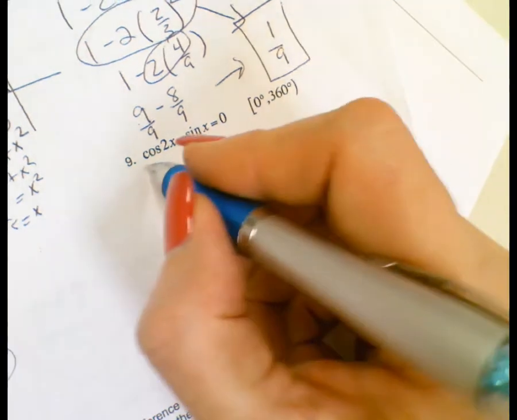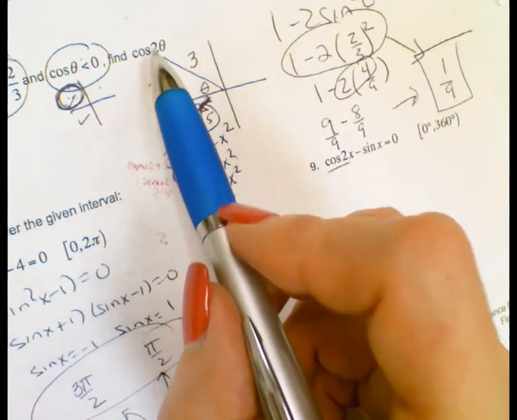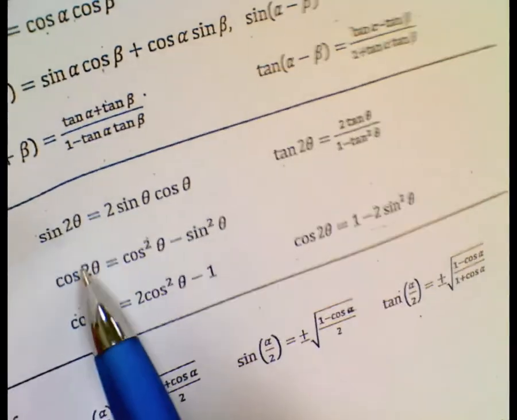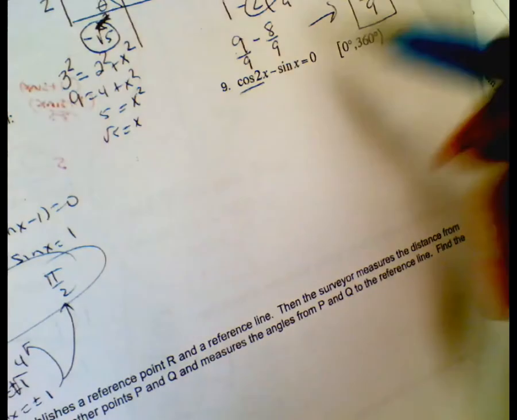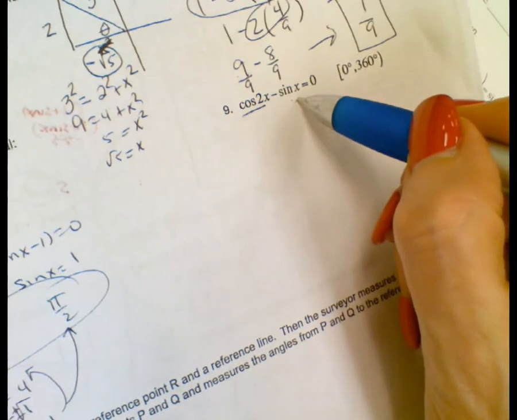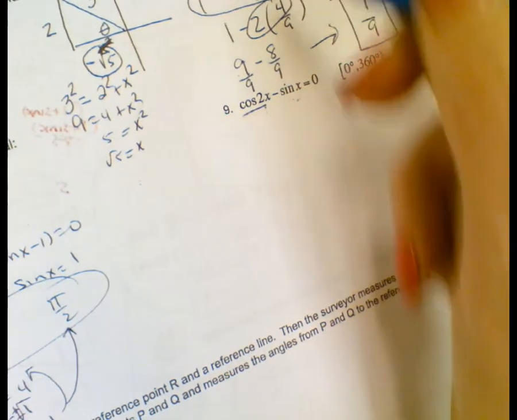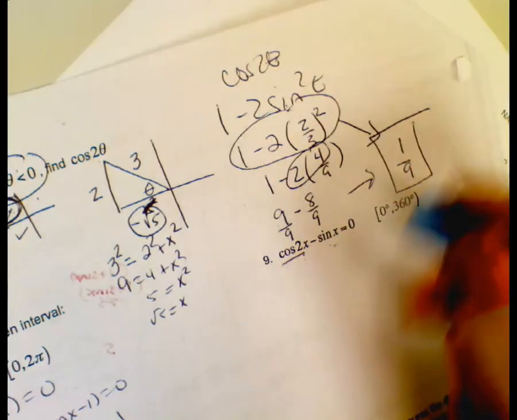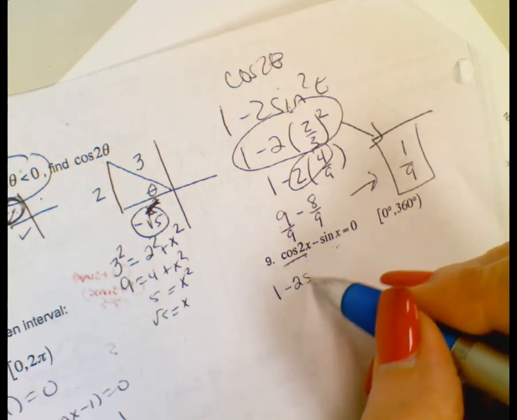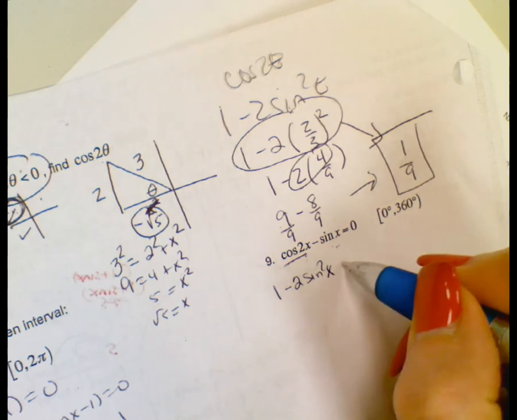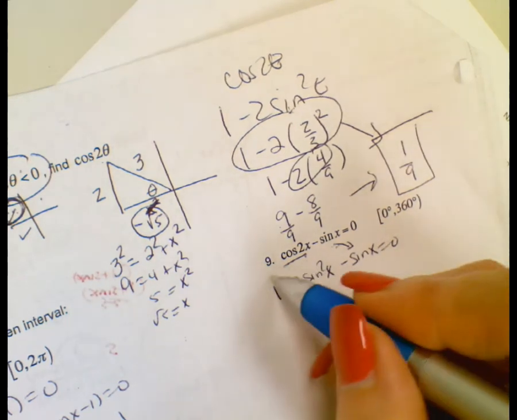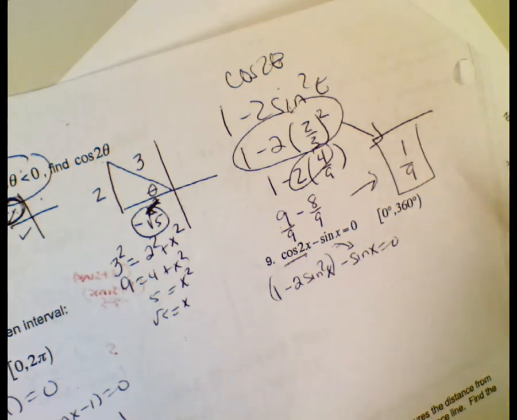This one, we have another cosine 2x, just like this problem right here. Find cosine 2x. There's 3 options. Which one do we want to use? Well, since it has a sine in the problem, let's use the one that has the sine, which we just used in this problem up here. Cosine 2 theta, the one with the sine. So I'm using that same one. 1 minus 2 sine squared x minus sine x equals 0. So there's the sine x, and then this is the cosine 2x.